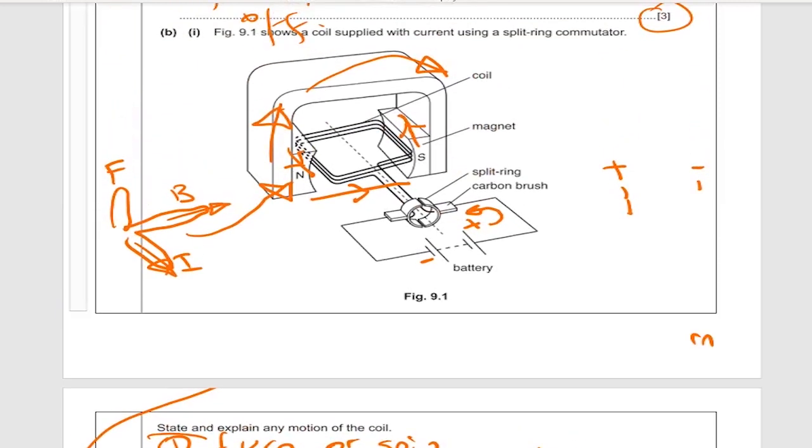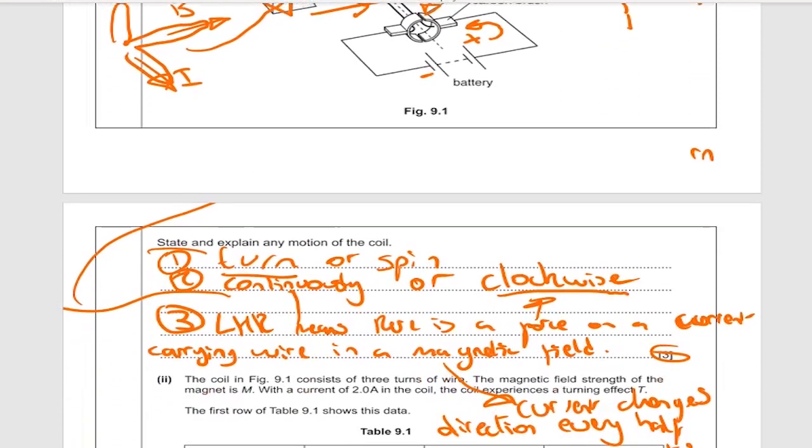So back up to the diagram. Why is that the case? Well, as this spins in the diagram, the split ring will swap the terminals round, so the current swaps round in the coil. That keeps these forces in the same direction and keeps it spinning constantly.